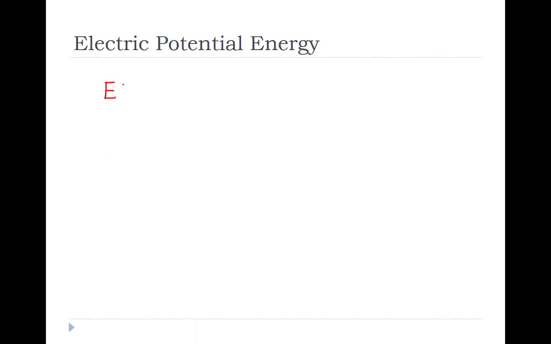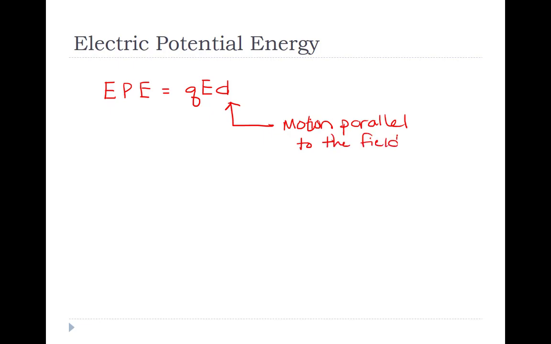So I'm going to define the electric potential energy equal to Q times E times d. Okay. Now, this d assumes motion parallel to the field. Remember that cosine theta? Same idea. Same idea with GPE equals mgh. In order to have a change in GPE, I have to change height. Here, I have to move within the field, parallel to the field, to get a change in electric potential energy.